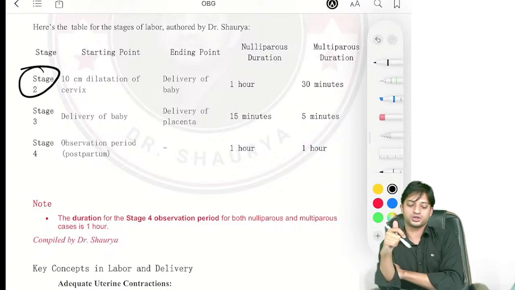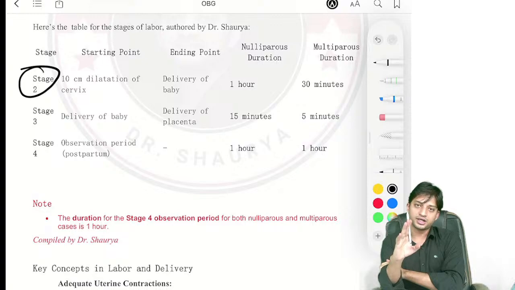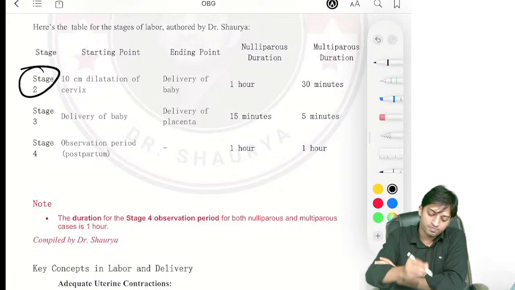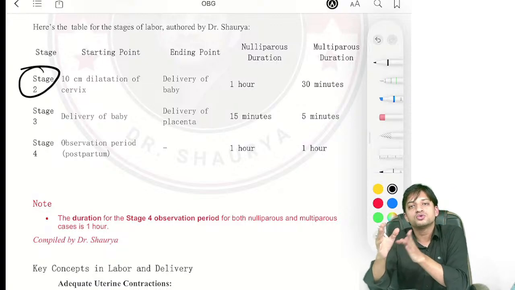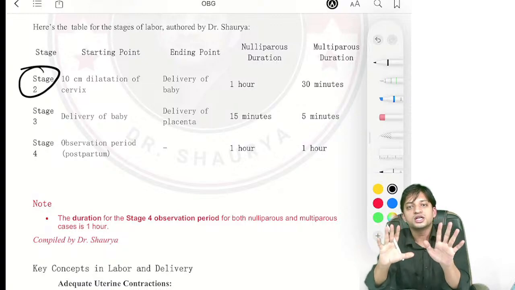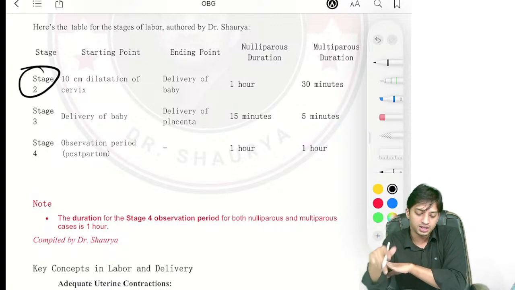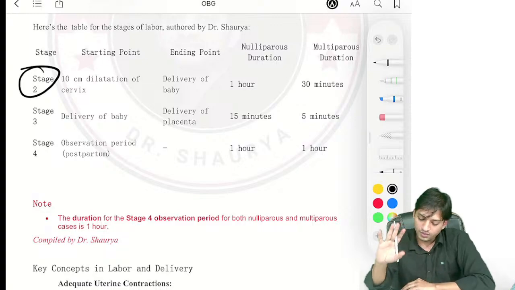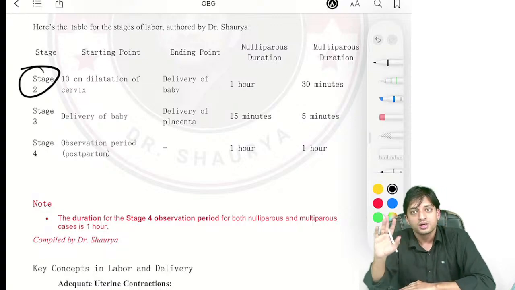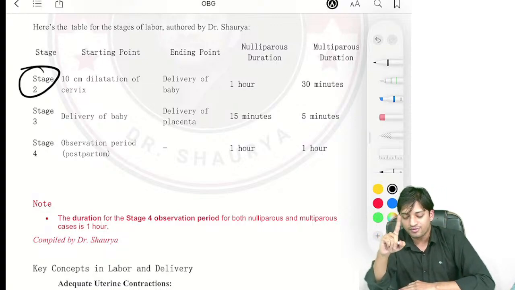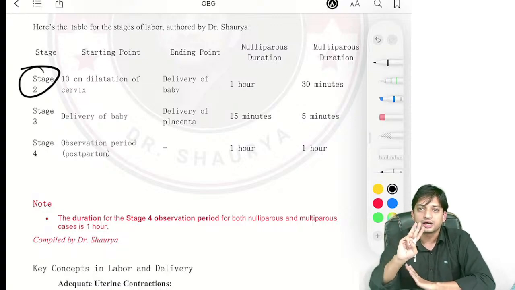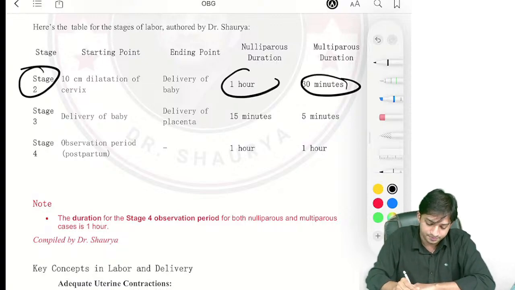In stage 2, what is going to happen? 10 centimeter dilatation of cervix will be there. Now, you see, the ending point of stage 2 is delivery of the baby. From 10 centimeter dilatation to delivery of the baby is stage 2 of the labor. In nulliparous women, it is generally 1 hour. In multiparous, it is half of that, 30 minutes.